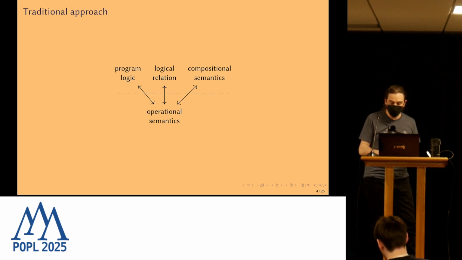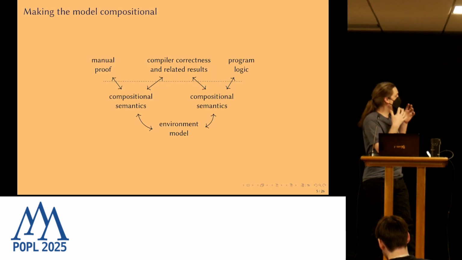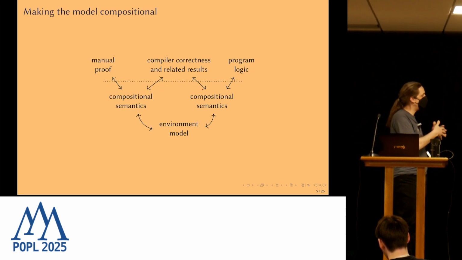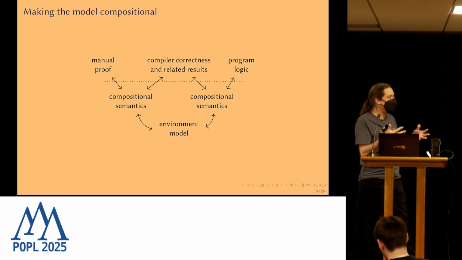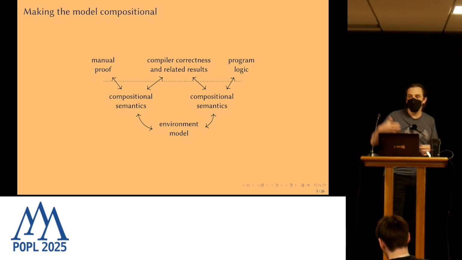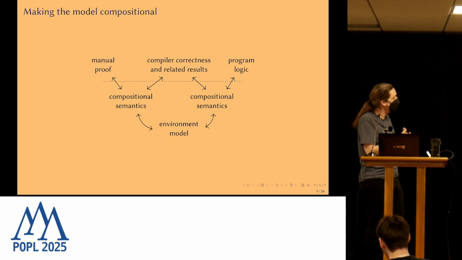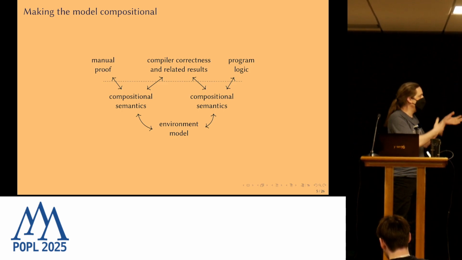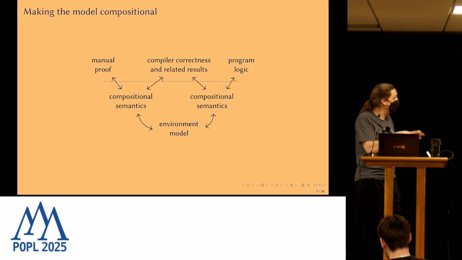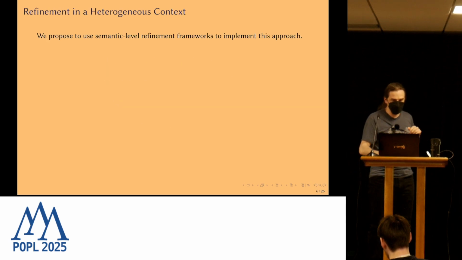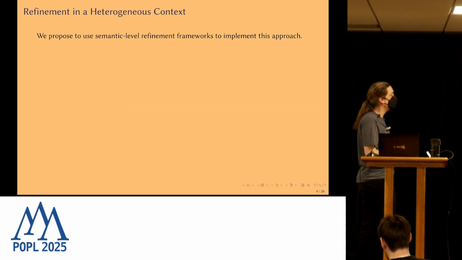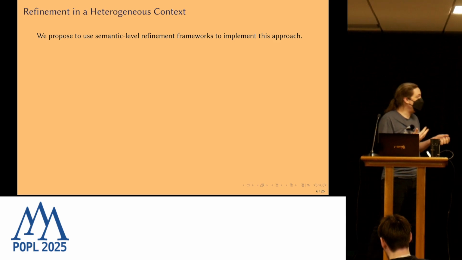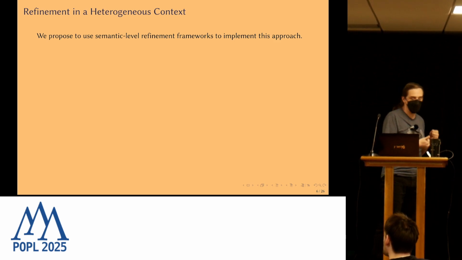So what we would like to do instead is to have a more compositional, more convenient way to build a model of this system from existing components: certified compilers, program logics, things like that. And to be able to reuse these reasoning techniques from the pieces we use to build our model of the system. So our proposal is to use semantic level refinement frameworks to do this kind of thing.